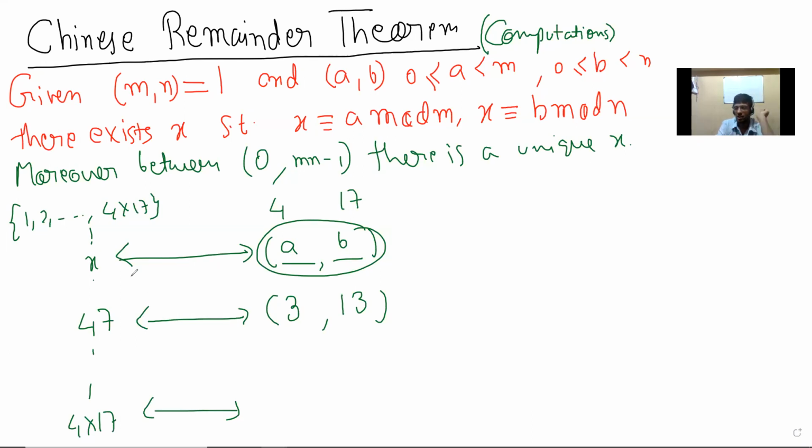Okay, so this is the bijection. There is a correspondence. We have matched the elements on both sides. And also the size of the two sets is the same, right? Both sides are 4 times 17.